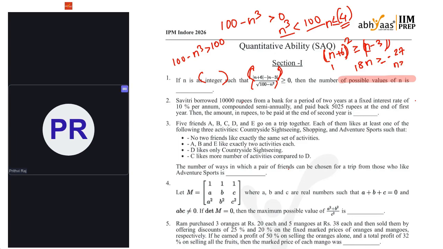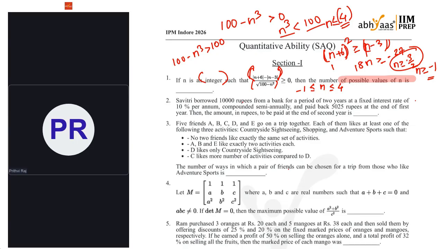So n is greater than or equal to minus 3 by 2. For an integer, minus 3 by 2 is not an integer, so I'm going for integers. So n is greater than or equal to minus 1. Now combining all these things, I have to confine myself to n from minus 1 to 4.